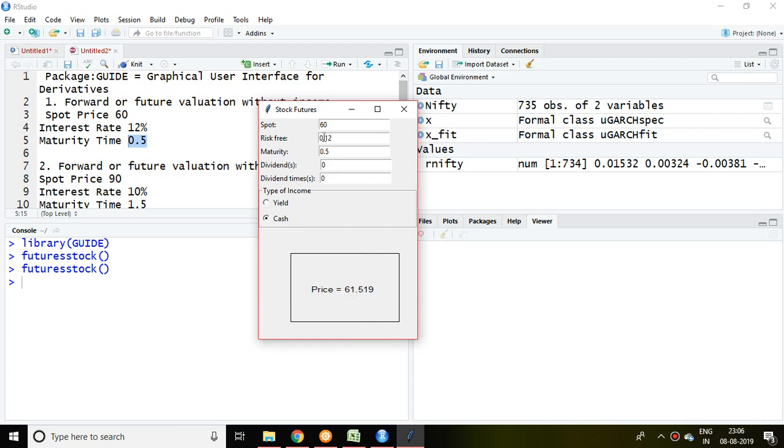61 rupees 51 paisa. Instead of 60 rupees, if you write here 70 rupees and then press enter, then the value will be 71.77. So this is the way through which we can calculate a stock future value in RStudio.